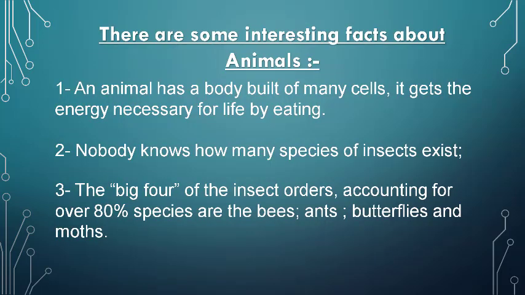Over 80% types are bees, ants, butterflies, and moths. So this fact means these 4 insects, 80%, are found on our earth. So these are the most found insects on our planet. They are bees, ants, butterflies, and moths.